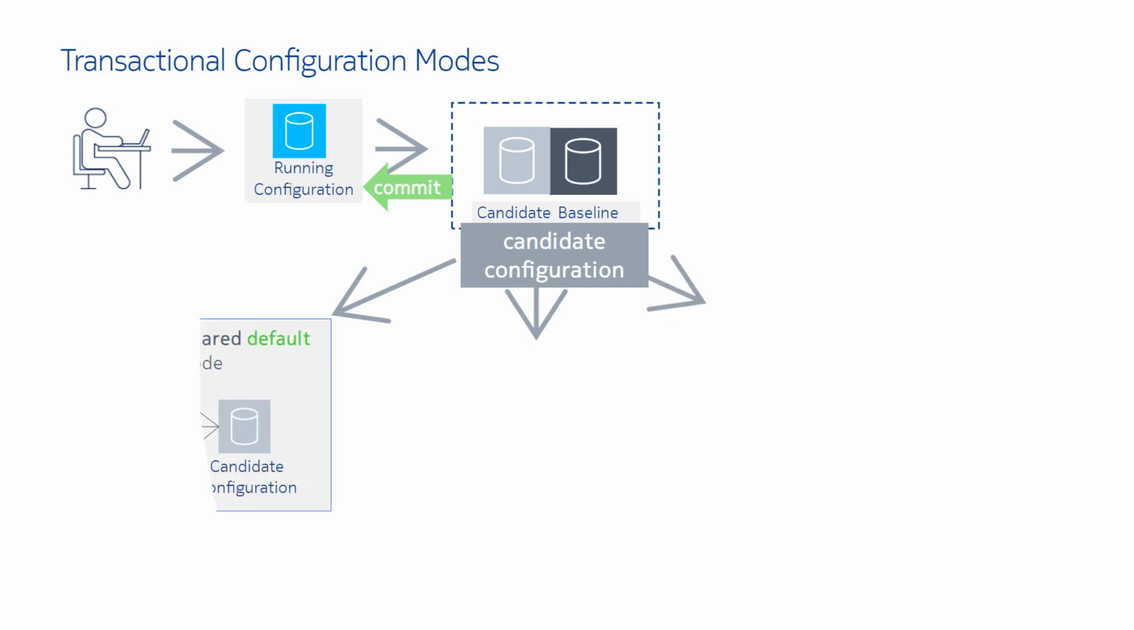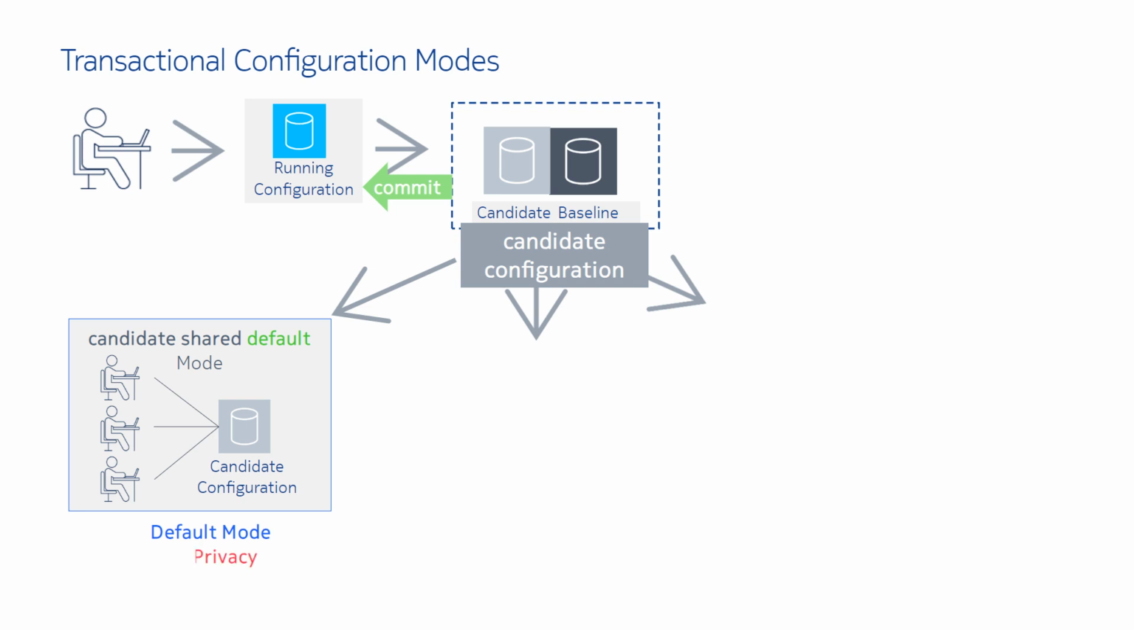The shared candidate configuration mode is the default mode. A single candidate is maintained and shared by multiple users. A commit by a user applies the changes for all users. This mode requires coordination between users. The name default is used when no name is specified.